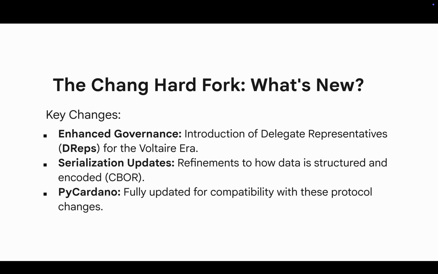The Chang hard fork represents a major evolutionary step for Cardano. It primarily introduces advanced governance mechanisms with delegate representatives, DReps, at the forefront, paving the way for the Voltaire era of community-driven governance. Alongside this, Chang brings important refinements to data serialization, which is how information is structured on the blockchain. PyCardano has been diligently updated to ensure full compatibility with all these new protocol rules.